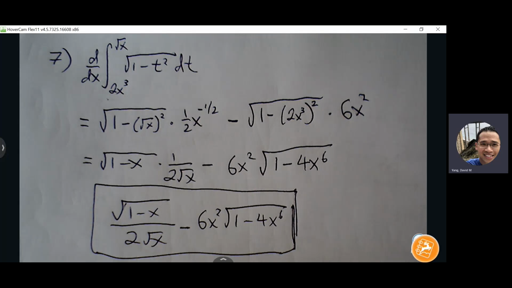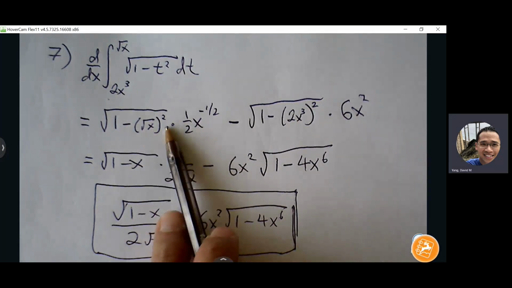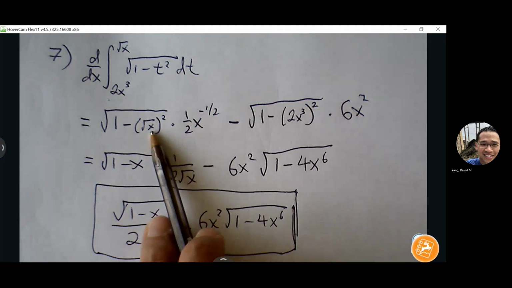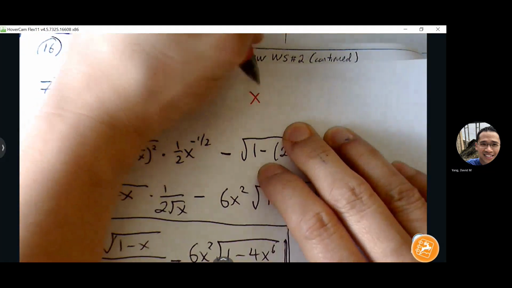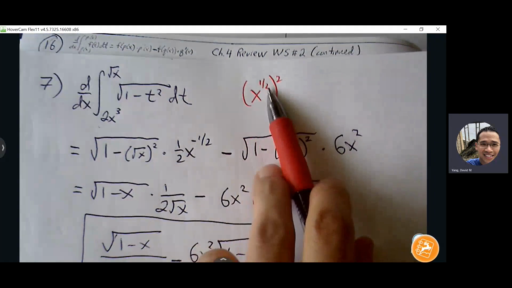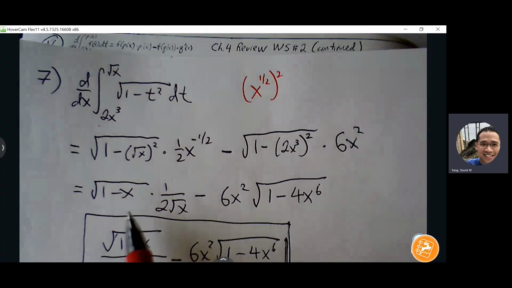With the square root and the square, like the first one, they cancel out. The square root of x squared is just the same thing as x to the 1/2 times 2, which is x to the 1, because square root of x is the same thing as x to the 1/2. So what's 1/2 times 2? 1. Okay. So that's why it disappears.